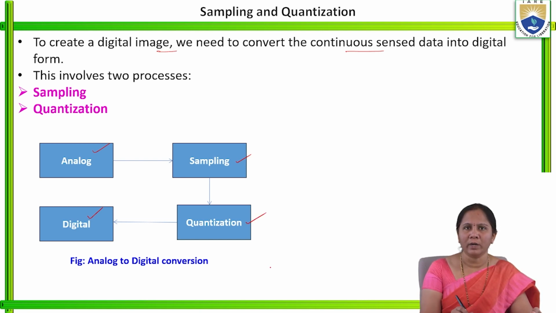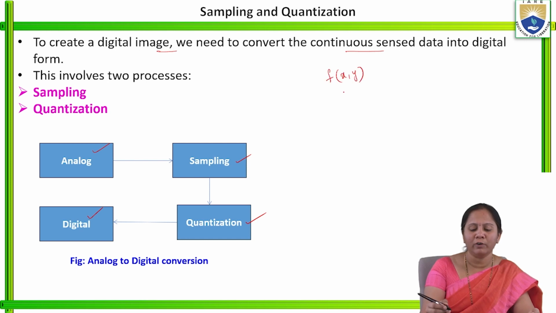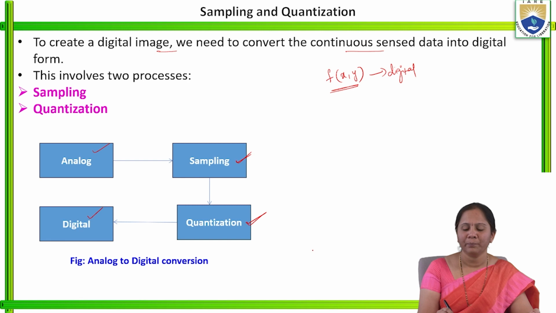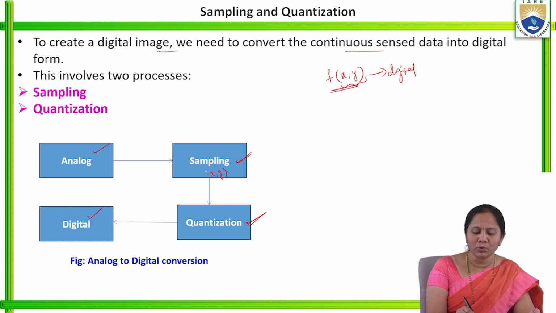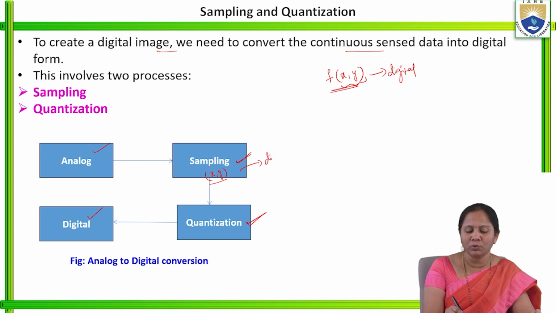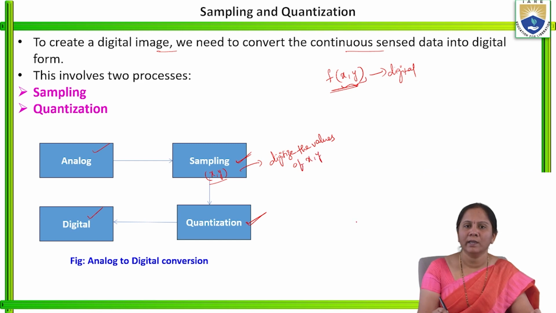What happens in sampling and what happens in quantization? As we have learned, an image is represented in the form of f of x comma y. In order to convert this image into digital, the two blocks, sampling and quantization, will be used. In the sampling block, x and y are called the spatial coordinates. So the sampling block is used to digitize the values of the spatial coordinates x and y.